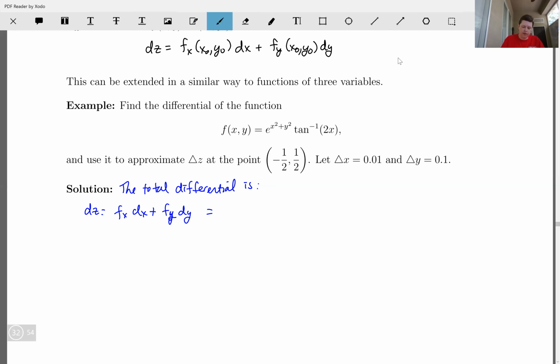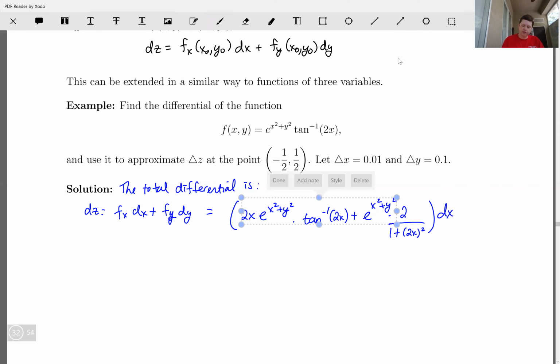All right, so df dx is going to be, we're going to have to use a product rule on this one. So we have the derivative of the first, which is 2x e to the x squared plus y squared, times the second, plus the first times the derivative of the second, derivative of arctangent. That's just going to give me 2 over 1 plus (2x) quantity squared. And that's times dx.